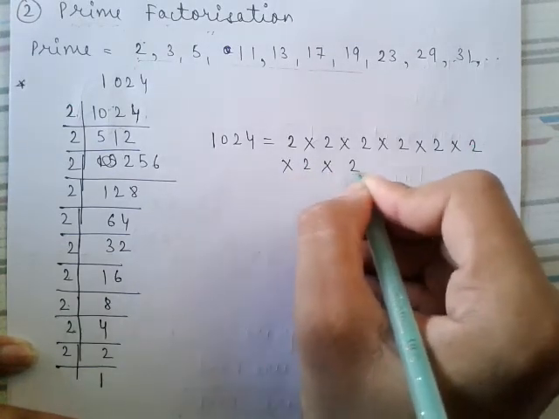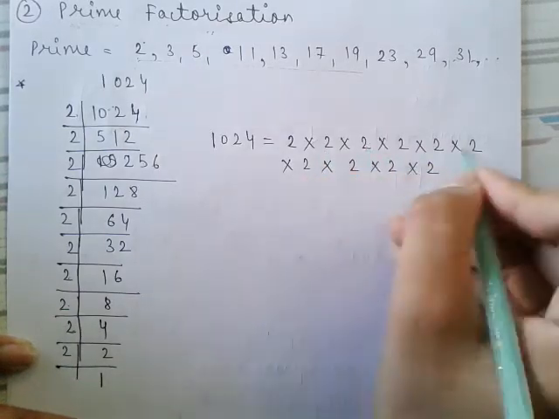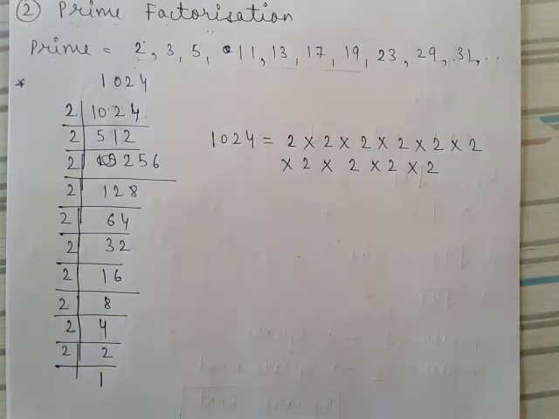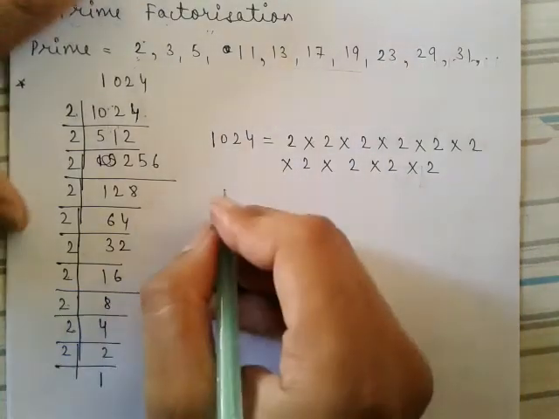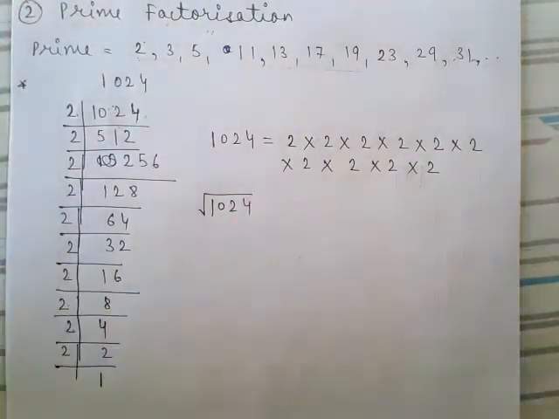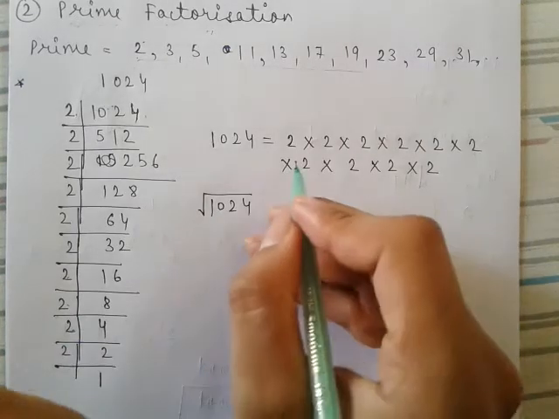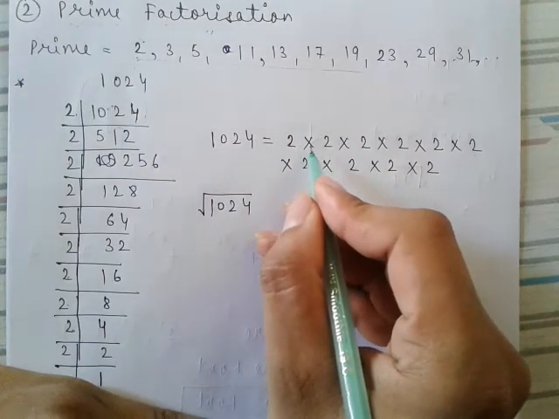7, 8, 9 and 10. Okay, 4, 6. Okay, but we are not finding a prime factorization, we are finding the square root of a perfect square number by the prime factorization method. So now what you need to do is you have to make the pairs.